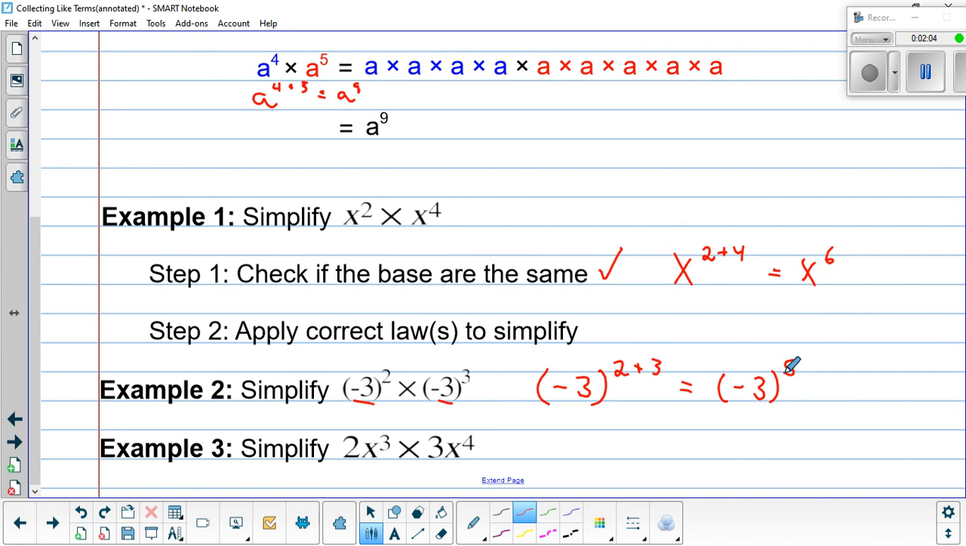And lastly, we have something that's going to bridge into our next topic. Well, we have 2 times 3 is 6, x. Well, we have 3 plus 4, so we get 6x to the 7.